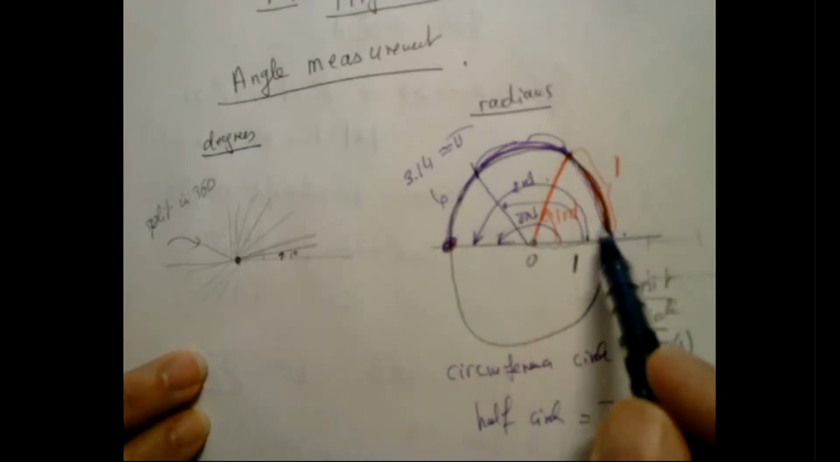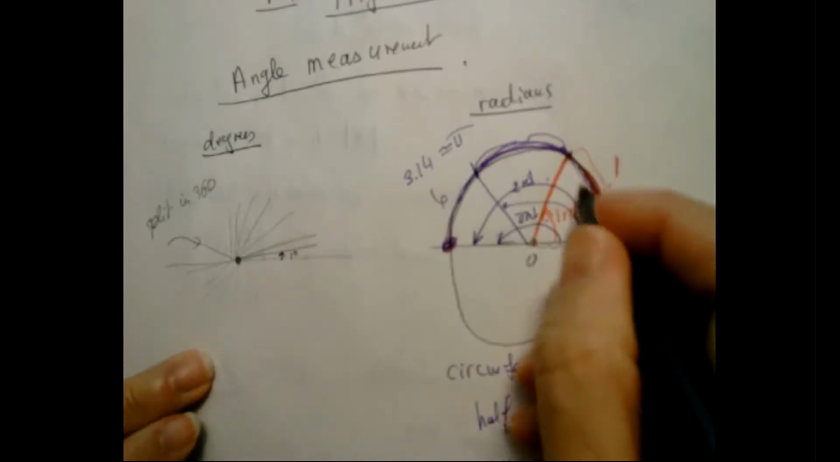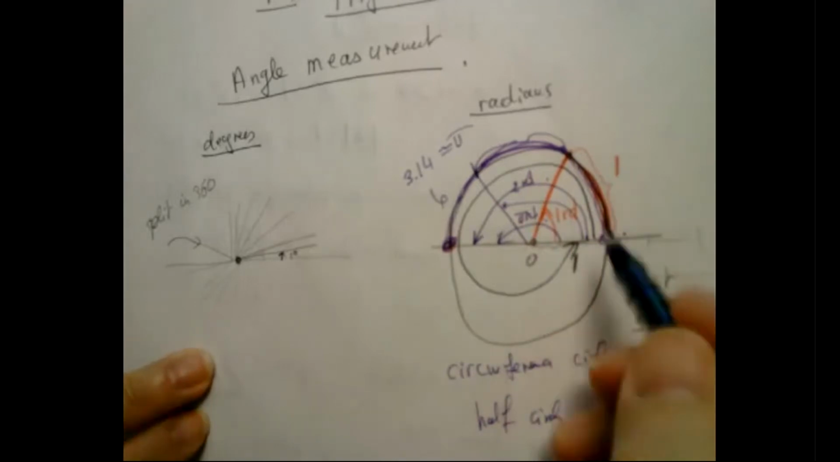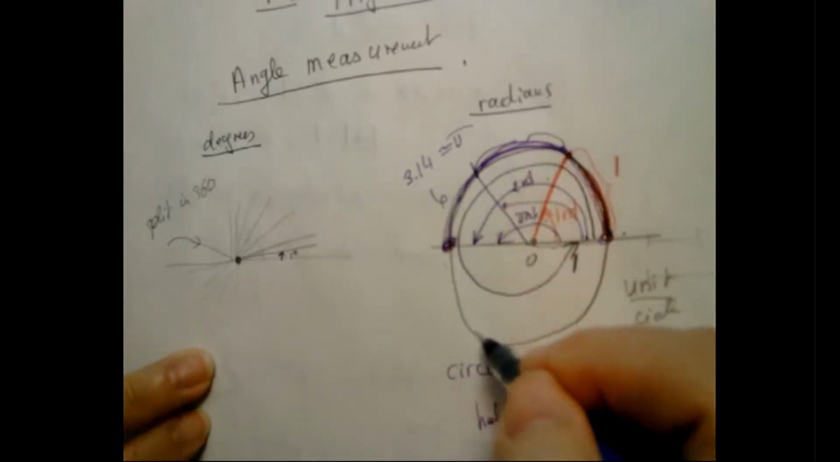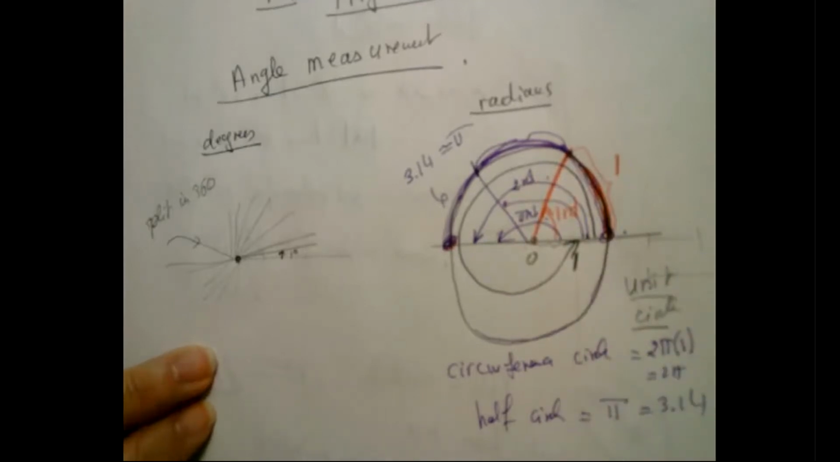So if I go around like this, how many radians do I have? It's the length of the circle, that's the definition, which is 2 pi. Okay, so pi is a very, very specific unit of measurement.